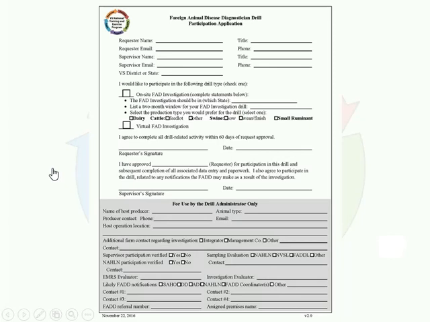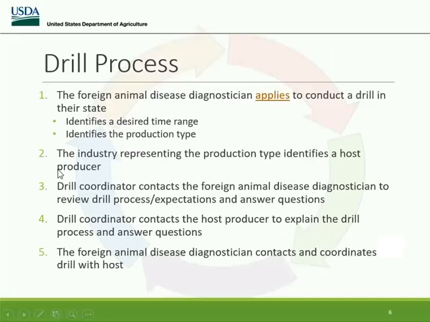So once that application is sent in to the drill coordinator, and currently that is SES under that cooperative agreement, we will work with the industry representing the production type that's identified. If someone wants to do a swine drill, we'll work with National Pork Board, and they will find us a host producer in the state, hopefully near where the foreign animal disease diagnostician lives or works. For the feedlot side and for the cow-calf, probably we're still hashing that side out a little bit. We're working closely with NCBA. And, of course, for the dairy, it's National Milk Producers Federation. And if we move forward with the livestock markets, LMA has been a tremendous supporter of this program. So the industry will identify a host producer.